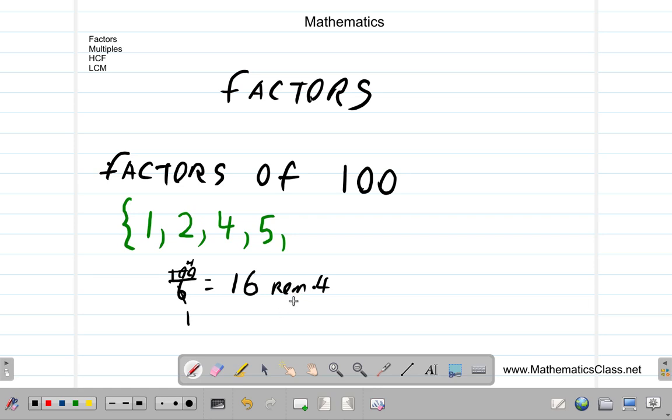Now, if you try it with 7, you will get a remainder. Try it with 8, you get a remainder. Try it, divide 100 by 9, you will get a remainder. But we divide 100 by 10. The answer is 10, remainder 0. No remainder, therefore 10 into 100, you get your answer, no remainder. So 10 is a factor of 100.